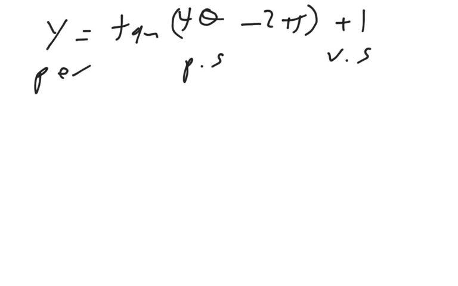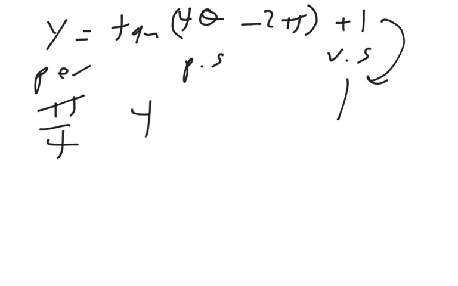Alright, in problem number 4, we're looking for the period and phase shift and vertical shift of this equation. So the period is simply pi over 4. The vertical shift, still the easiest one, we just take that 1.